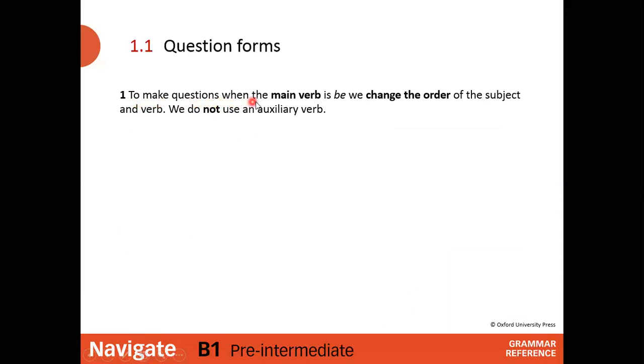To make questions, when the main verb is be, we change the order of the subject and verb. We do not use an auxiliary verb. So here you can see be we are talking about. To make a question, you just put be before the subject. For example, your name is Frida. They were tired. Here you can see is, here you can see were. So present, past form of to be.